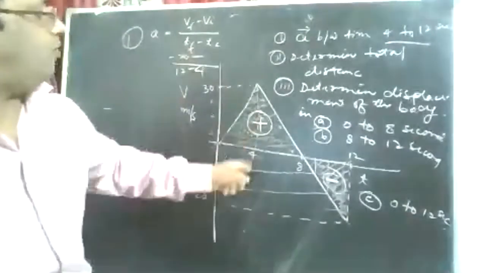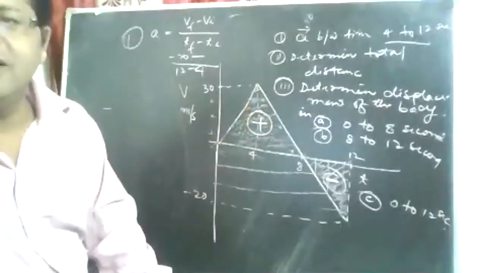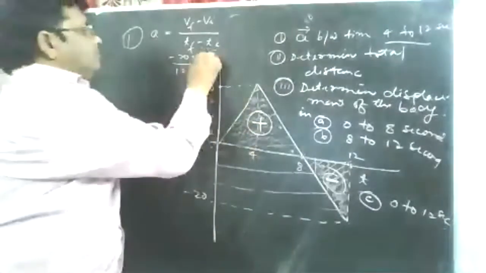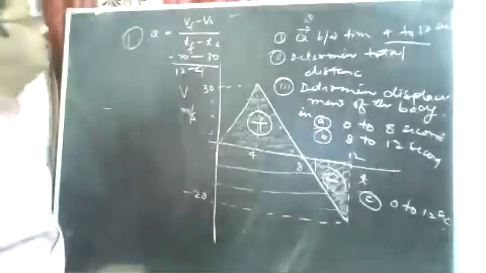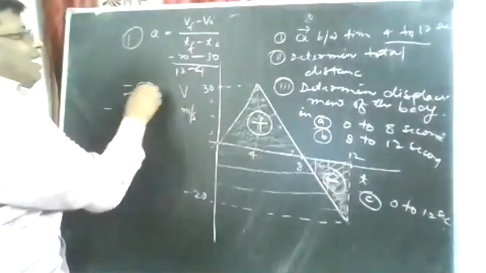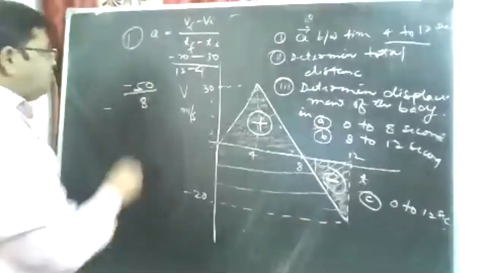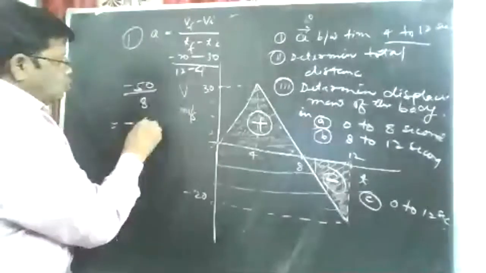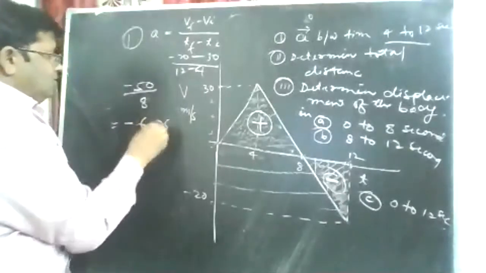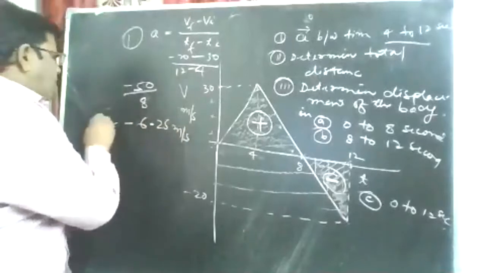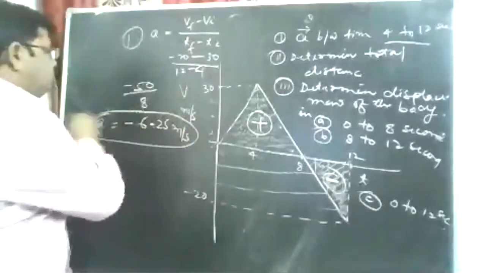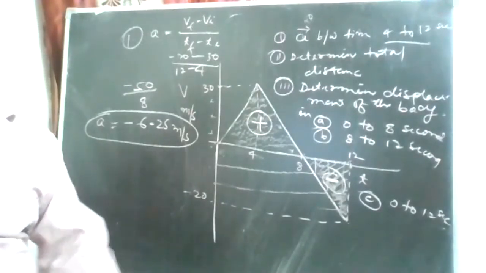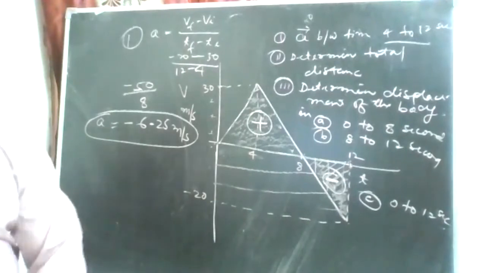At 4 seconds, what is the velocity of the body? 30. So what is the acceleration? Minus 50 upon 8, that is minus 6.25 meter per second square. Are you getting it? Is it clear to you? Yes. Now the next part.